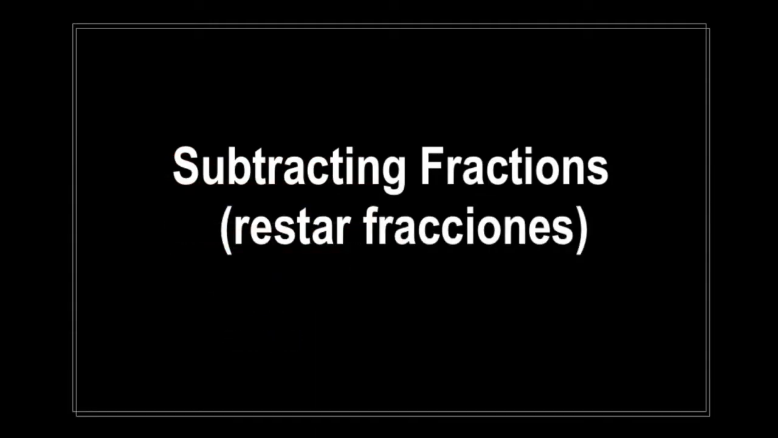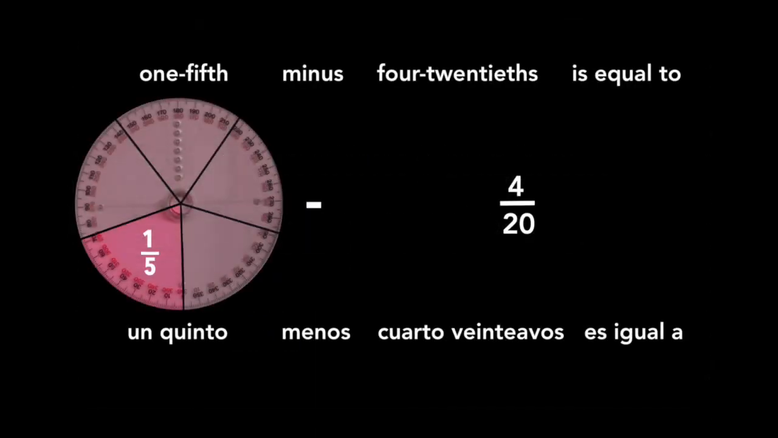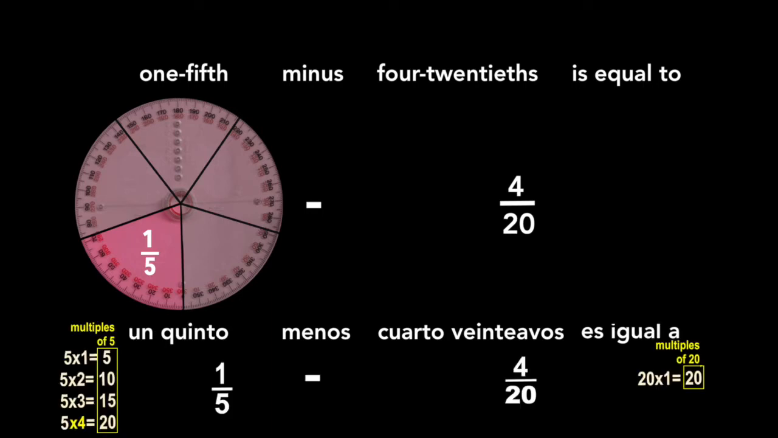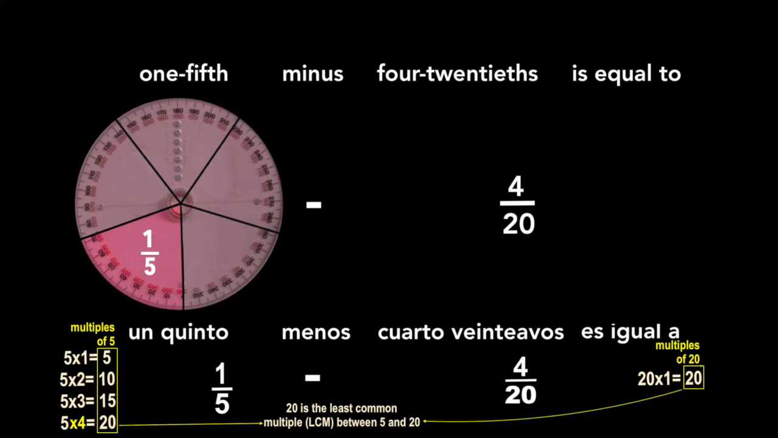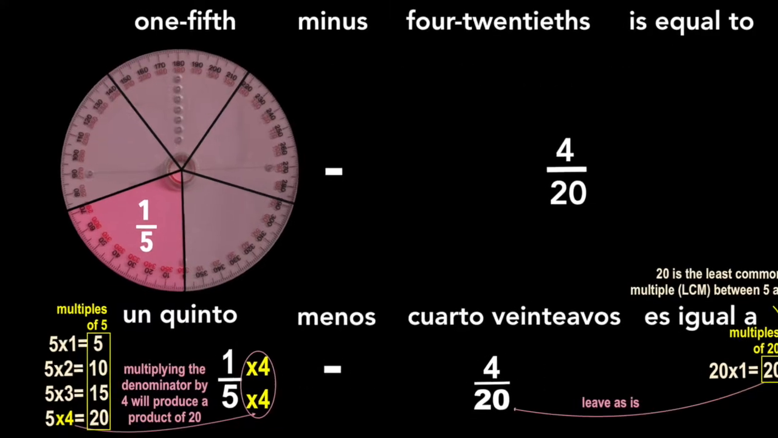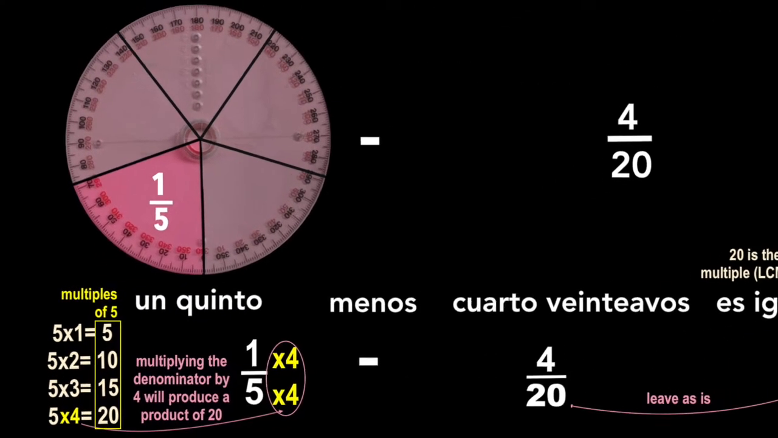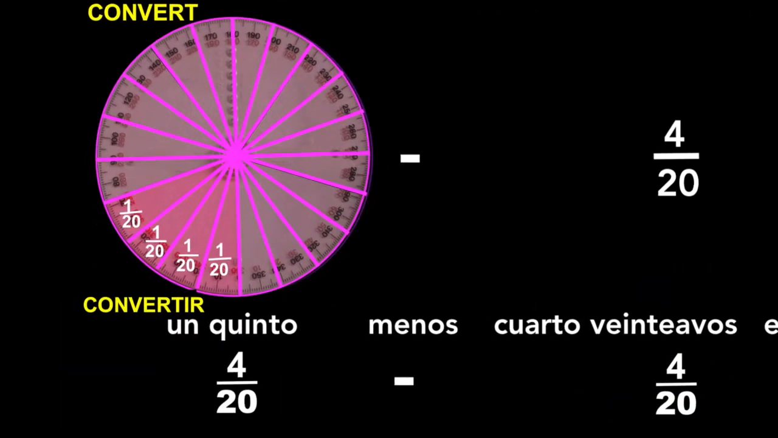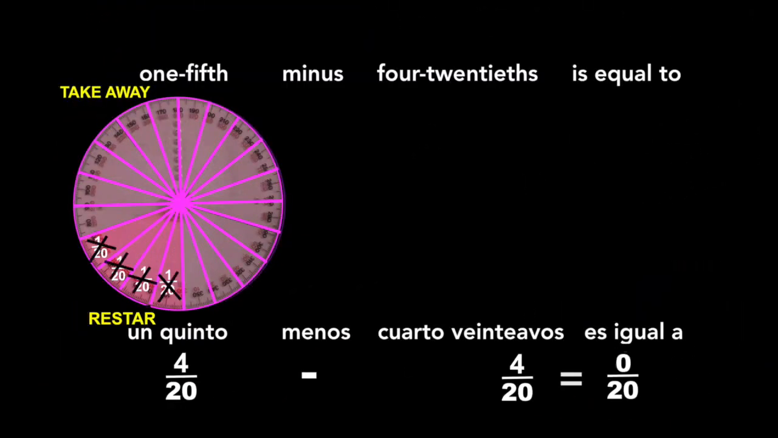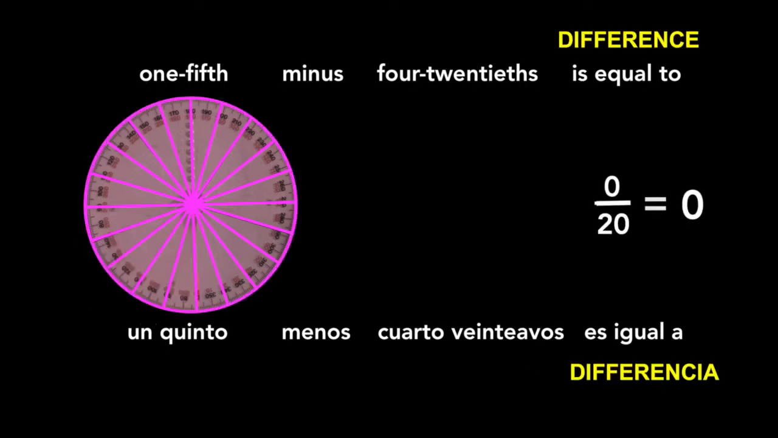Subtracting fractions. 1/5 minus 4/20. List the multiples of 5 and 20. Multiply 1/5 by 4/4. Convert 1/5 to 4/20. Take away 4/20 from 4/20, a difference of 0/20, which is equivalent to 0.